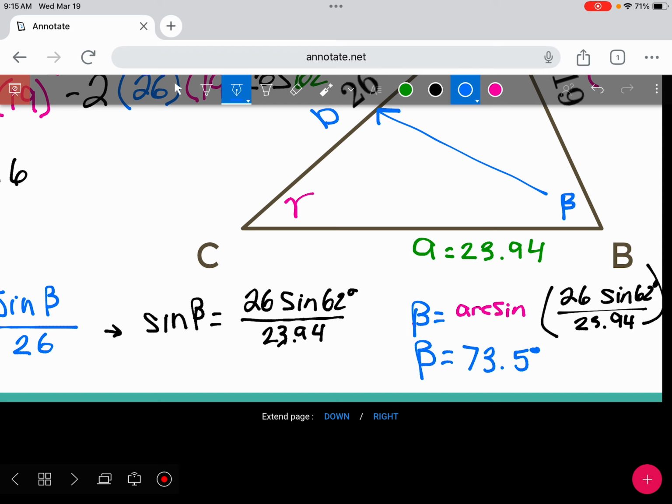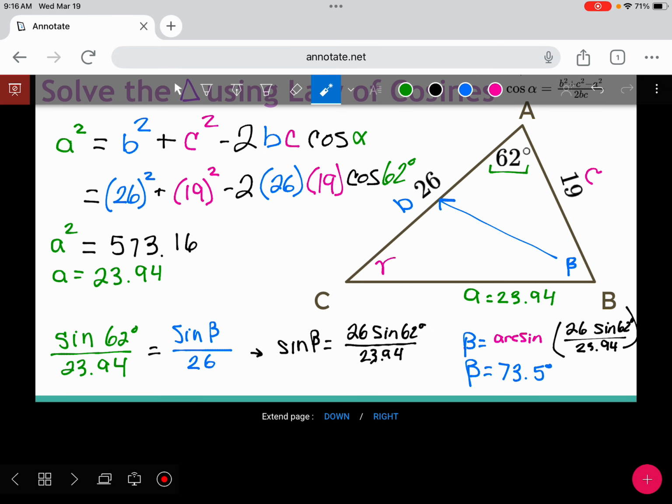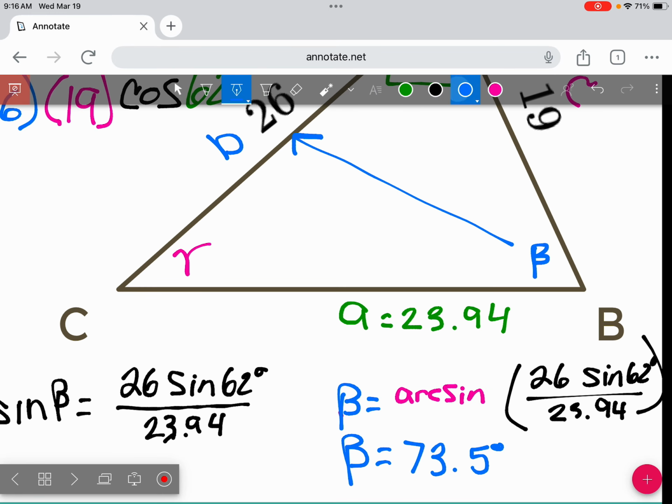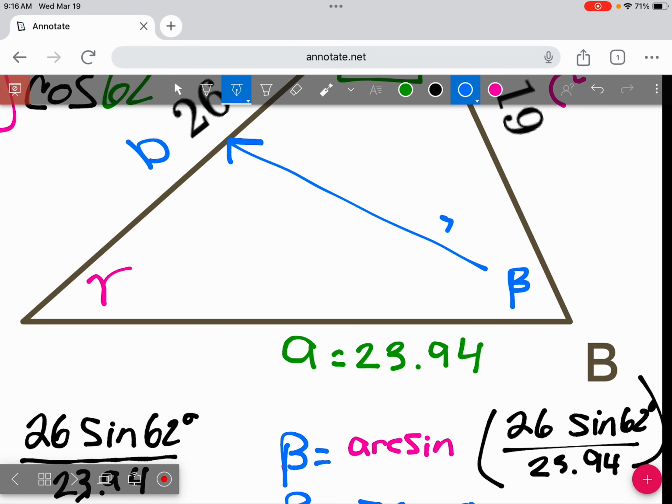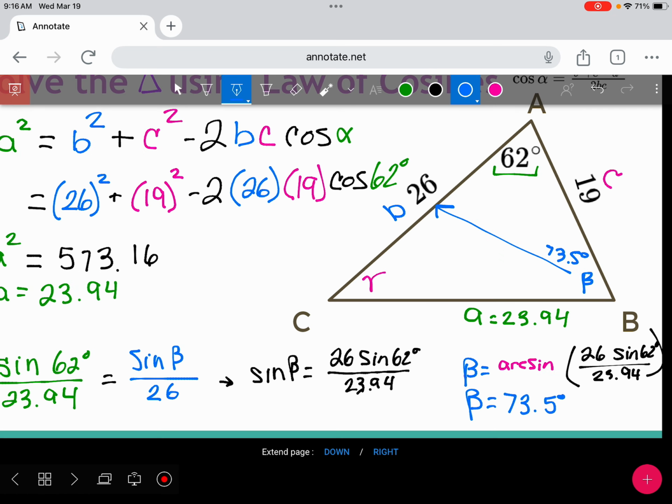Wait, why are we doing that again? Because we found, with law of sines, that sine of beta is this guy. But I don't want sine of beta, I want to know beta. Oh, yeah. So we have to do the inverse to get rid of the sine. So now I know this angle is 73.5 degrees.